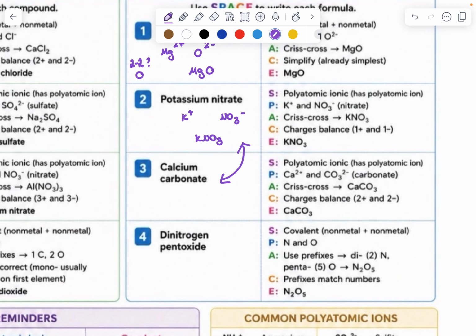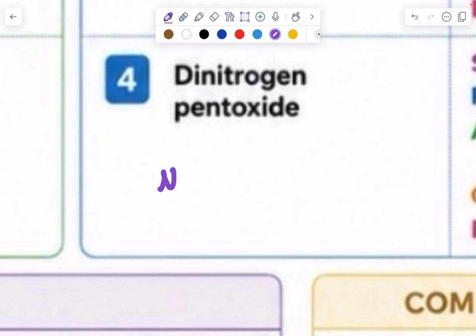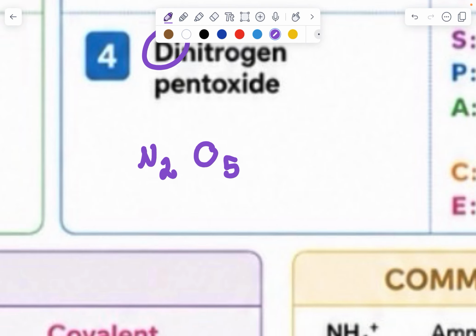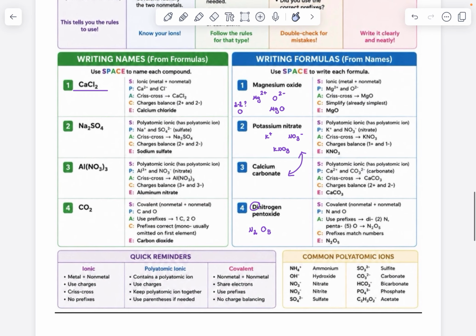Dinitrogen pentoxide. Now, these are super fun. These are going to be easy. So you just write your N for nitrogen, and then we know it's di, right? So that's 2. And then for oxygen, you just write a 5 because penta is 5. So these are basically all the possible questions you may get when writing names and formulas for ionic, polyatomic, and covalent compounds. And I have a few quick reminders and some of the common polyatomic ions on the bottom.